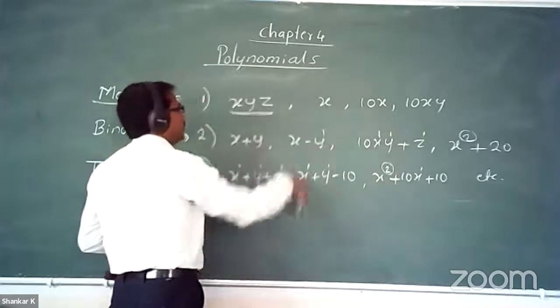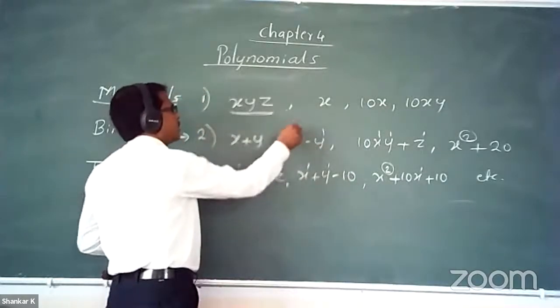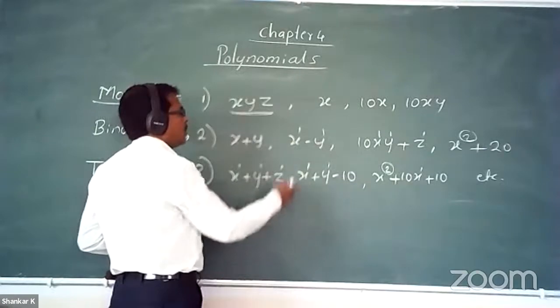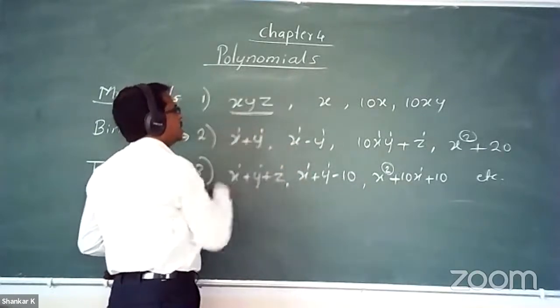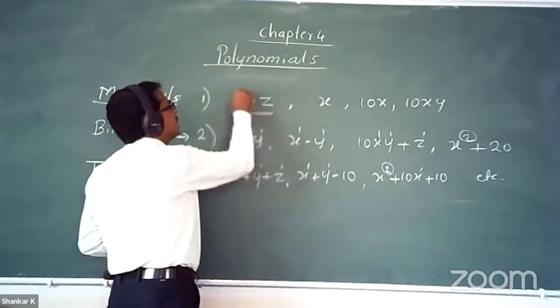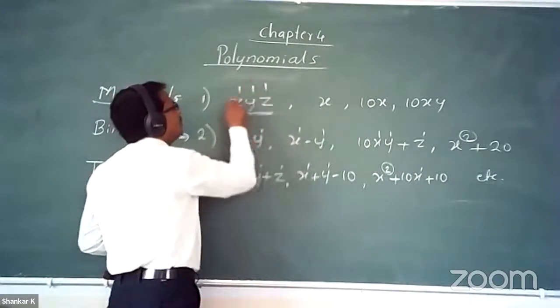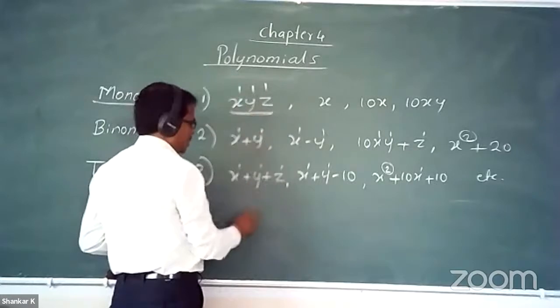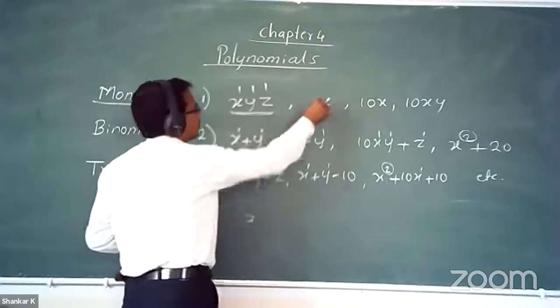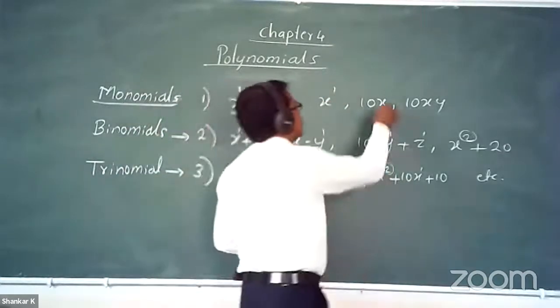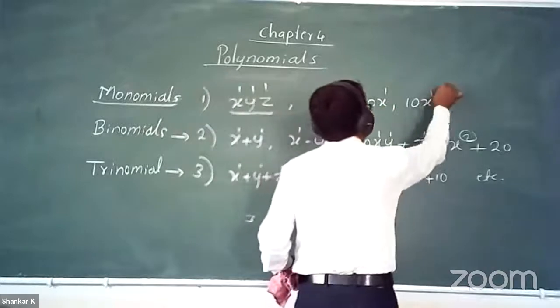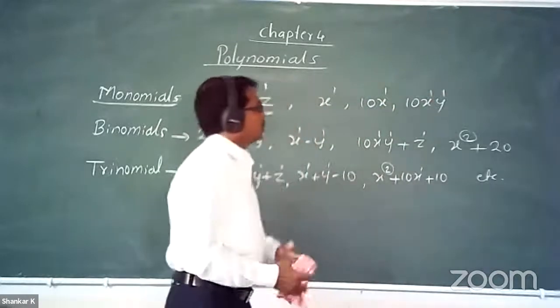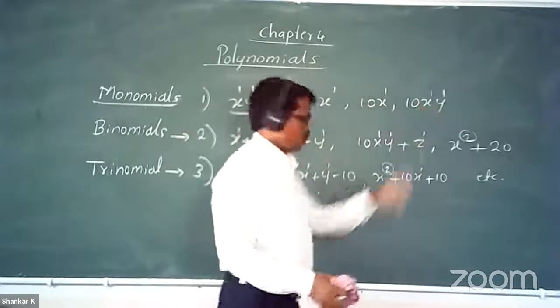Similarly, here its exponent is 1. Here this is also 1. So its degree is 1. What about its degree? 1, 1, 1. 1 plus 1 plus 1, so its degree is 3. Its degree is 1. Its degree is also 1. Here 1 plus 1, so the degree is 2.